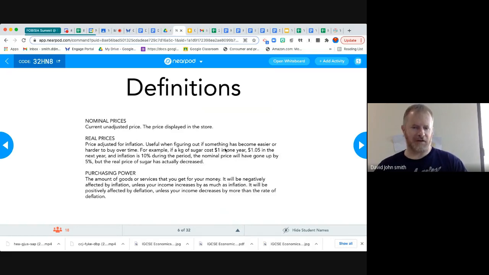It is useful, obviously, to figure out if things become easier or harder to buy over time. So the concept there is purchasing power. All right? That's the ease at which we're able to buy something over time, is your purchasing power. So the example that we've got here is if a kilo of sugar cost $1 in 1 year and $1.05 in the next year, and inflation rate is 10% during that period, the nominal price has actually gone up by 5%, but the real price of sugar has actually decreased. All right? Because inflation has increased by more than the adjusted price.